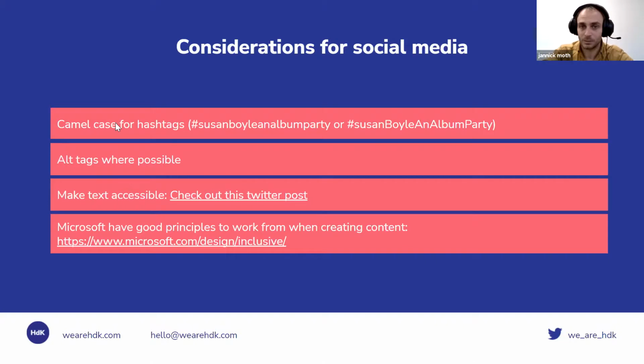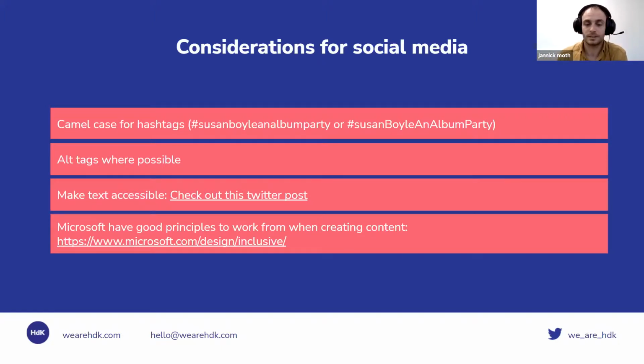You can use camel case, which is just basically where you capitalize the first letter of every word. And the reason being that visually it's easier to read, whereas the left, it can be misinterpreted. And also a screen reader, when they read the left one, some of them will say hashtag SUSANBOYLE, whereas on the right, they'll say hashtag Susan Boyle and album party, because it will know where the next word starts.